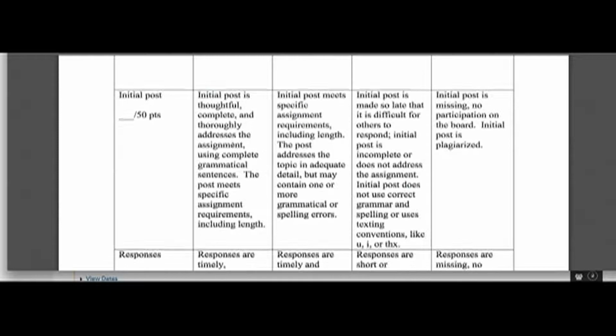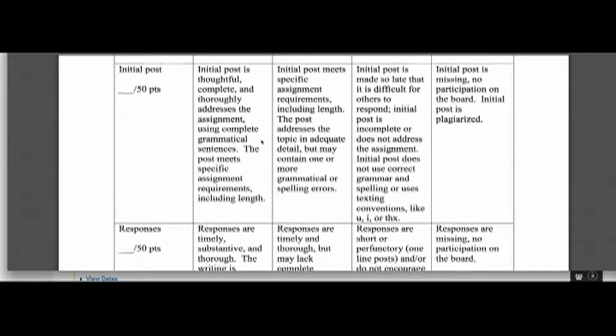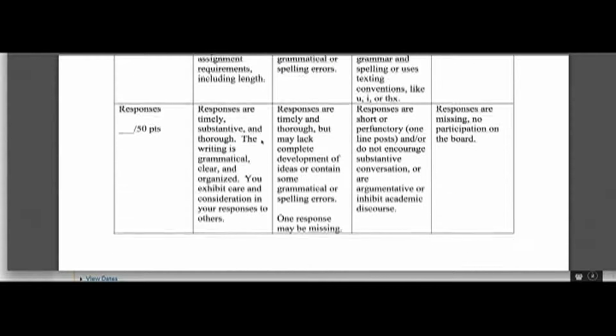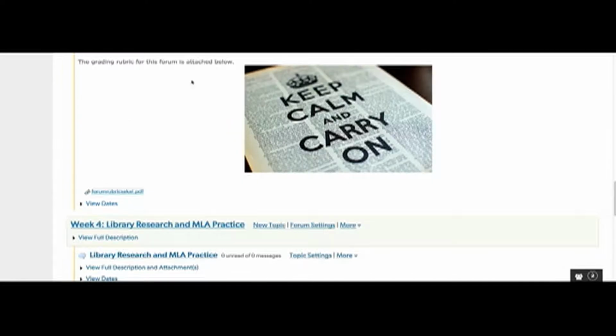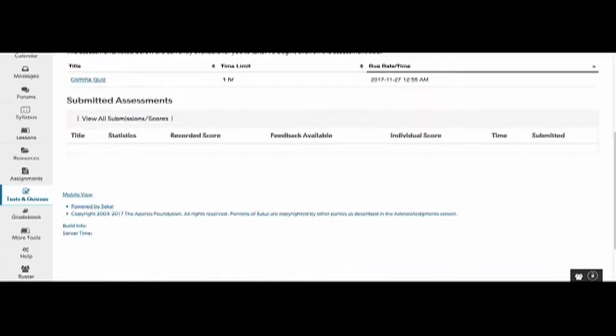And as you see, just like last week, you can earn 50 points for doing an excellent initial post that is thoughtful, complete, thoroughly addresses the assignments and all of the points. And again, 50 points for doing a minimum of 4 peer responses that again are thorough, grammatically clear, and well organized. And now for the quiz.